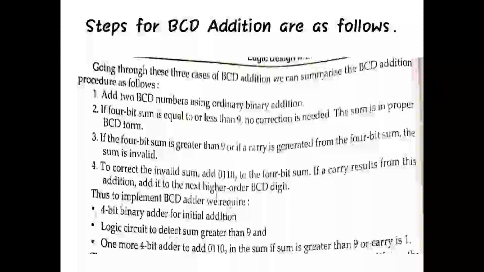So we'll go with the steps of BCD addition. Till now, going through these three cases of BCD addition, we can summarize the BCD addition as follows. First, as usual, add two BCD numbers using ordinary binary addition. If the 4-bit sum is equal to or less than 9, no correction is needed.